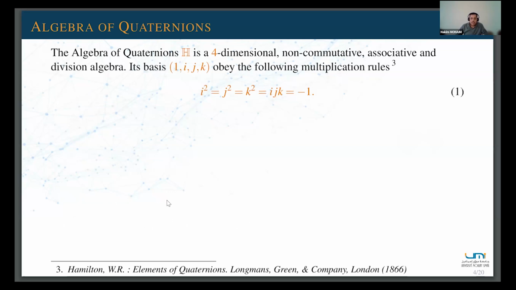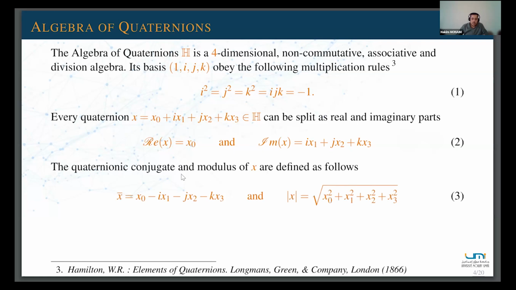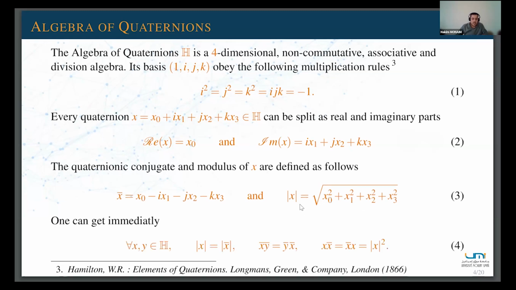The algebra of quaternions H is a four-dimensional non-commutative associative division algebra, which obeys the following rules. Every quaternion can be split into real and imaginary parts as follows: x is x0 plus the rest, which is the imaginary part. For every quaternion we define the conjugate as follows, and the modulus, the square root of the sum of squares of the components. And we can get immediately these properties. The conjugate of the product is the product of the conjugates in reverse order. You can find all these details in this paper of Hamilton.